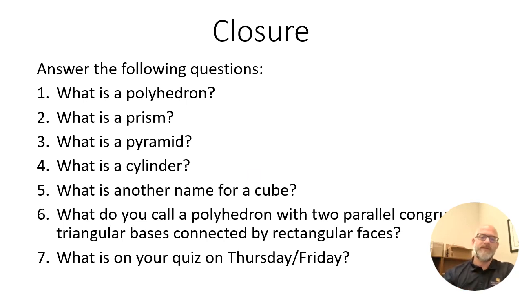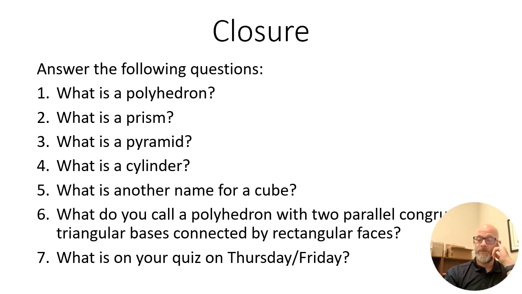All right, let's see how we did. A polyhedron: closed figure, flat faces, edges, vertices. The faces are polygons. Prism: it's a polyhedron with 2 congruent polygon faces and parallelogram lateral faces. Pyramid: polygon base, common vertex at the top, triangular faces. Cylinder: congruent circular bases that are parallel, and a curved surface.